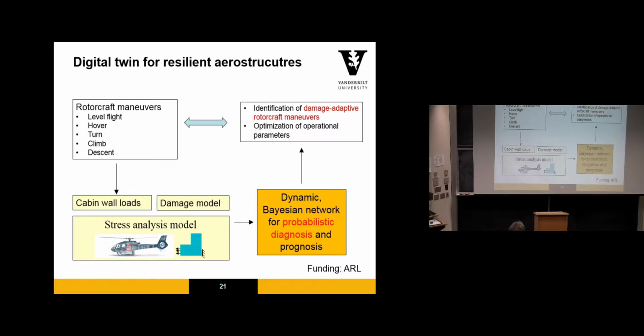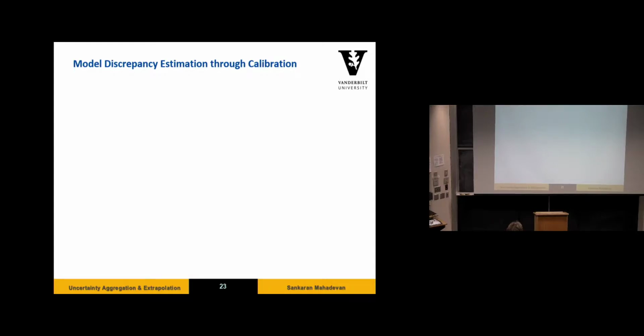This is funded by the Army Research Lab, where you have the helicopter, and various types of maneuvers will give you different types of loads on the helicopter. Then you have sensors that are sensing the damage, and so we do probabilistic diagnosis and prognosis, and then use that to identify what type of maneuvers I am allowed to do so that the damage doesn't grow too much before the mission is complete. That way we can complete the mission safely by using the most up-to-date information about the system health and capability. So these are some further benefits of the kind of uncertainty aggregation that we have laid out so far.